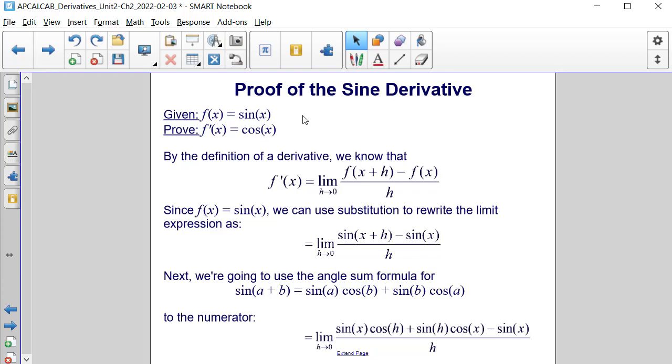Proof of the sine derivative. We are given that f of x is equal to sine of x, and we need to prove that f prime of x is equal to the cosine of x. Well, by the definition of a derivative, we know that f prime of x is equal to the limit as h approaches 0 of f of x plus h minus f of x all divided by h.